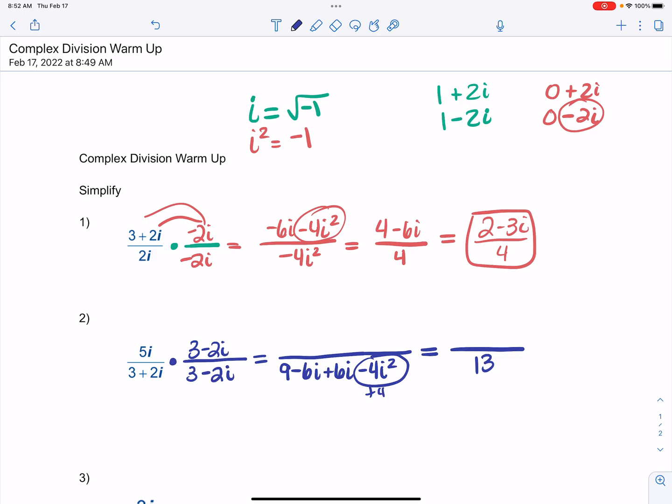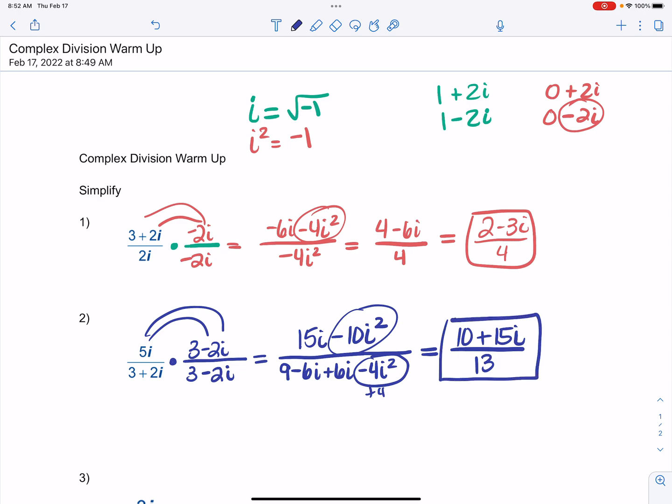The minus 4i squared would become a +4, and those cancel, so I get 13. And then on the top, I get 15i, and I get minus 10i squared. Okay, a minus 10i squared becomes a +10. So that's 10 plus 15i. Everything is not divisible by something, so that is my final answer. I would just leave it like that.